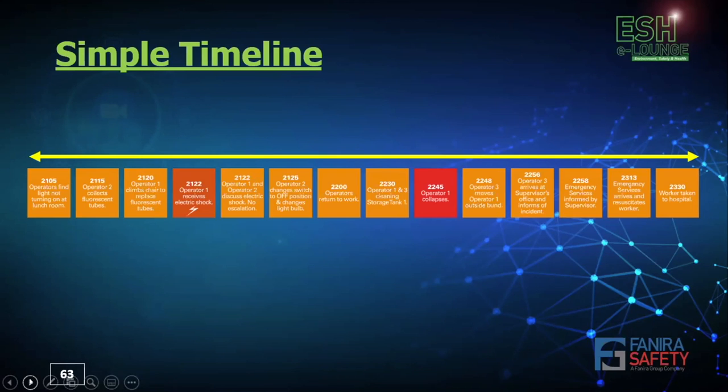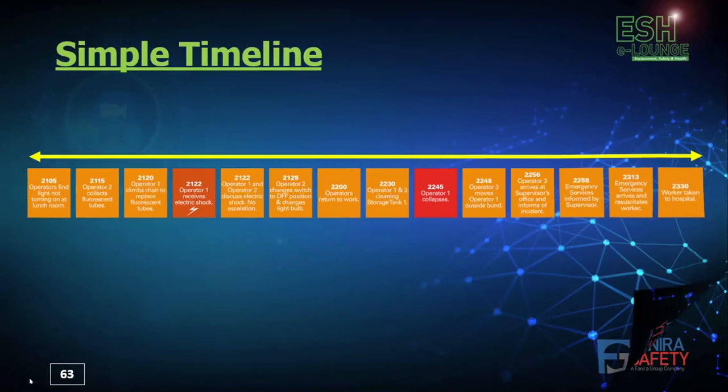At 10:45, an hour and 20 minutes later, operator 1 collapses. So I like to present following sequential and labeling the times to create better understanding. Now in this incident, for me, the first report should have been done at 9:22 when operator 1 received the electric shock. But in any case, for the timeline, up to 11:30, the worker is taken to hospital.